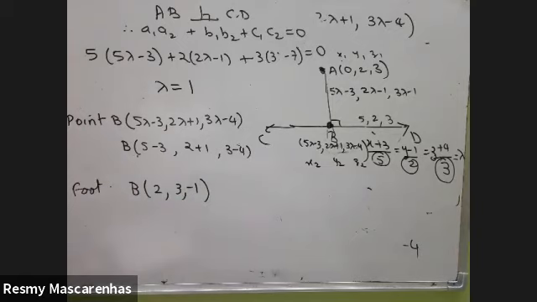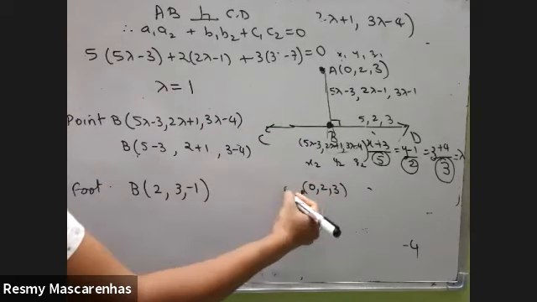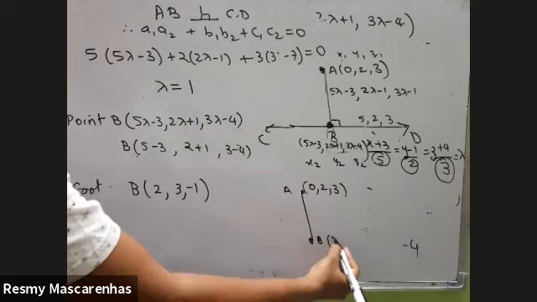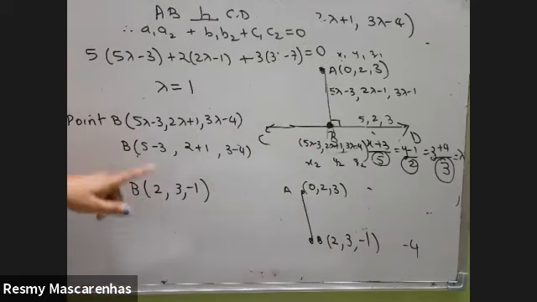Anyone has not understood this? Just find the value of lambda, put it back here, so you get a point B. So this is what you have now: 0, 2, 3 is A, and now you got B: 2, 3, and minus 1, after calculating lambda as 1. First part is over, and the second part, what they have said, length of the perpendicular. Length of the perpendicular means length AB. So use the distance formula.